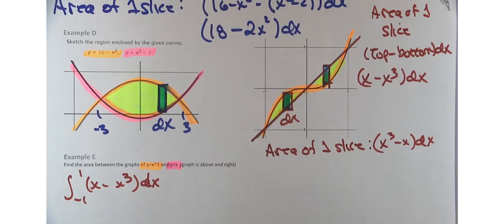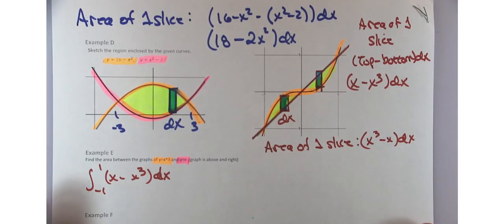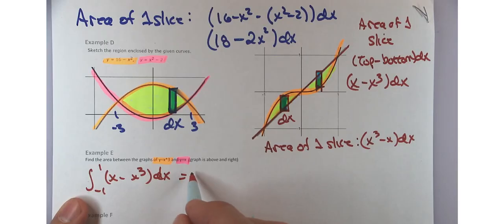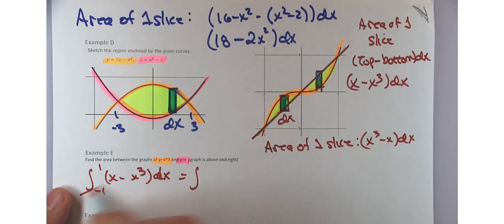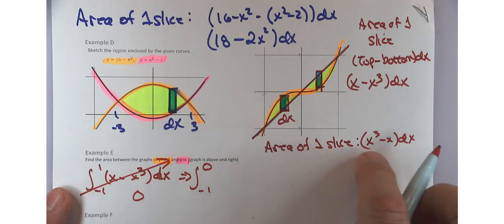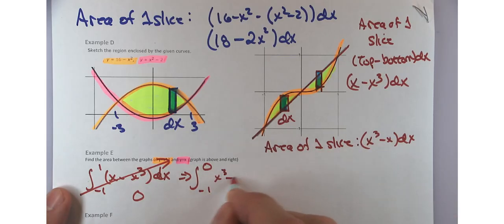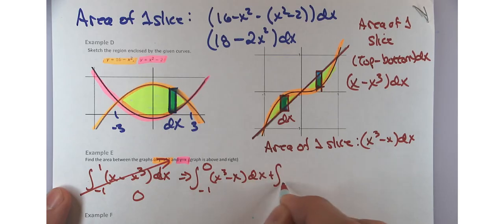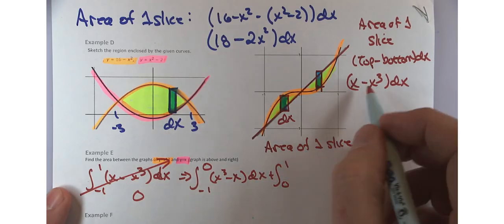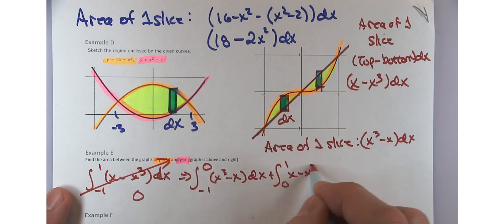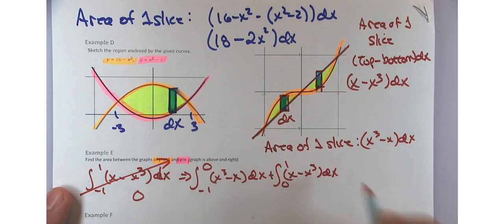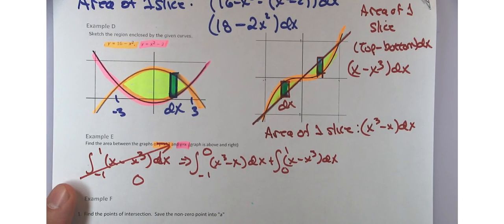So one of them would be to split up the integral into two integrals and write it like this. So that gives us 0. We know that's wrong. So we write it as -1 to 0 of x cubed minus x dx plus the integral from 0 to 1 of x minus x cubed dx. So that'd be one way to do it. Is there another way to do it?